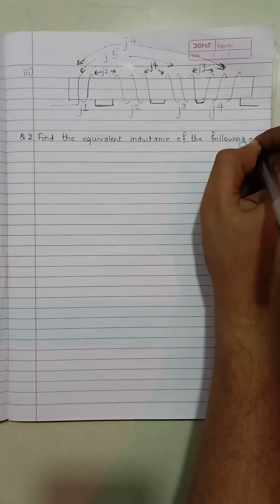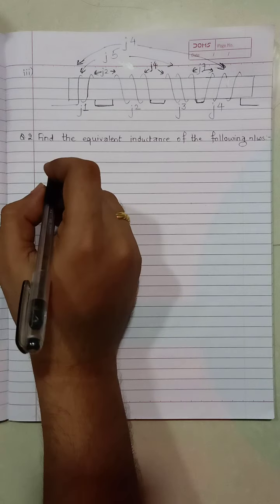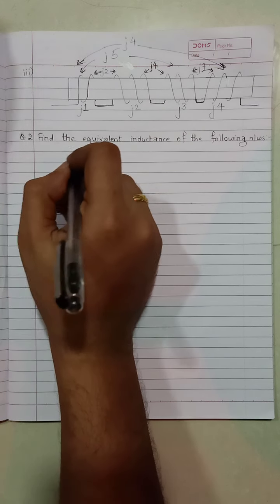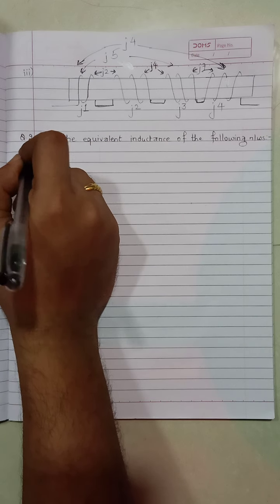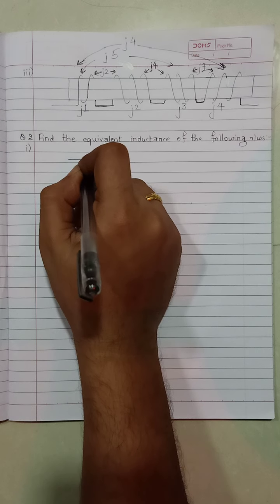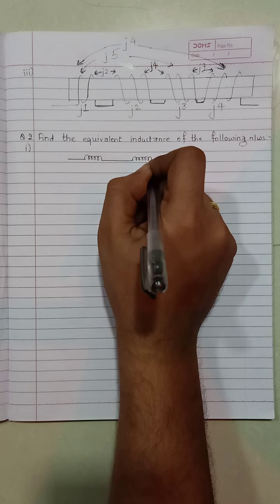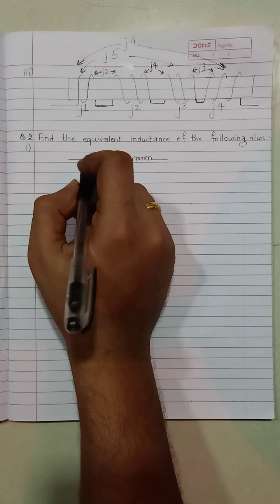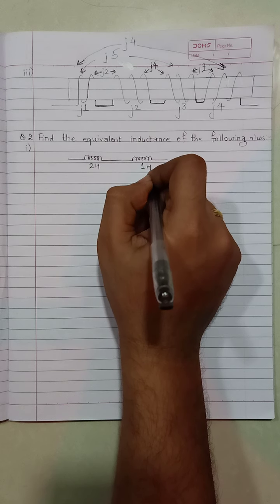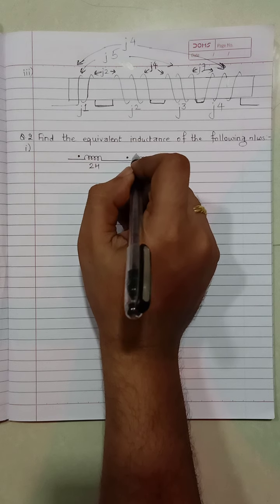Following networks, there are different types of combination in this. So the first one, start from a simple one. Coil, another coil. Here you have this as 2 Henry, 1 Henry. This dot is here and this dot is here.